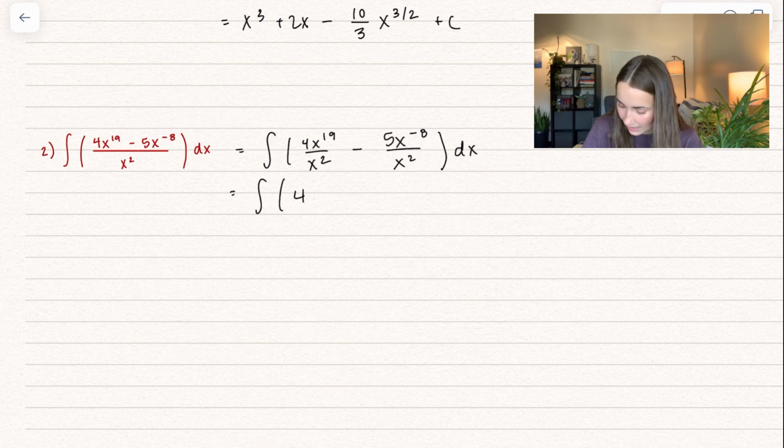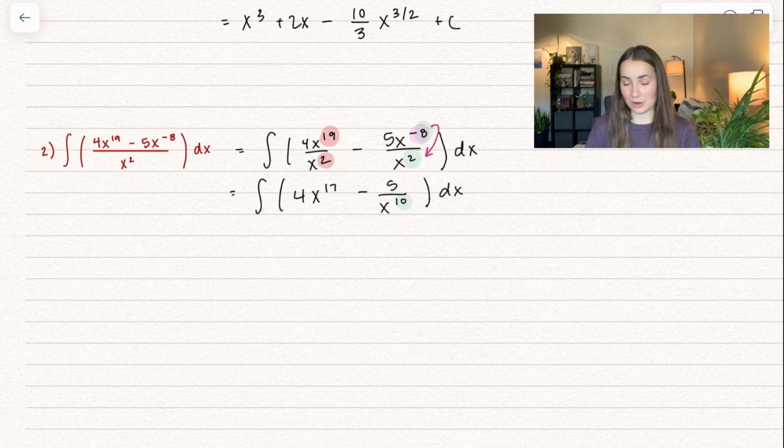So this 4x to the power of 17, I just went ahead and subtracted their exponents. And now right here, we have a negative exponent, which actually means we get to move it to the bottom. And so this 5 remains in the numerator, and we get x to the power of 10 because 2 plus 8 is equal to 10. So now that we have this pretty much simplified, we can go ahead and use our integration rules.